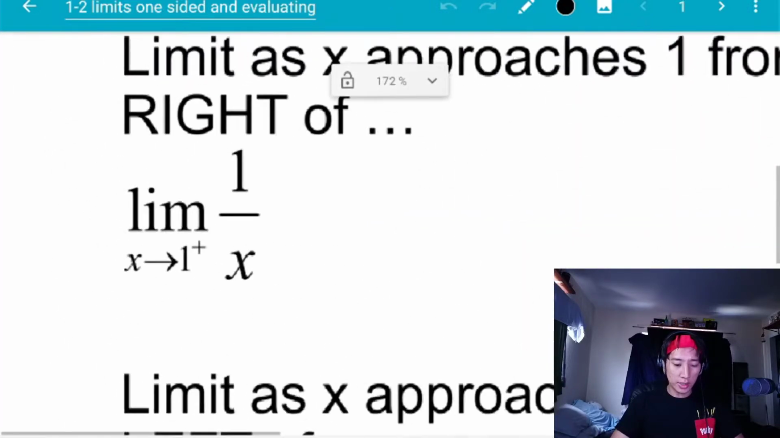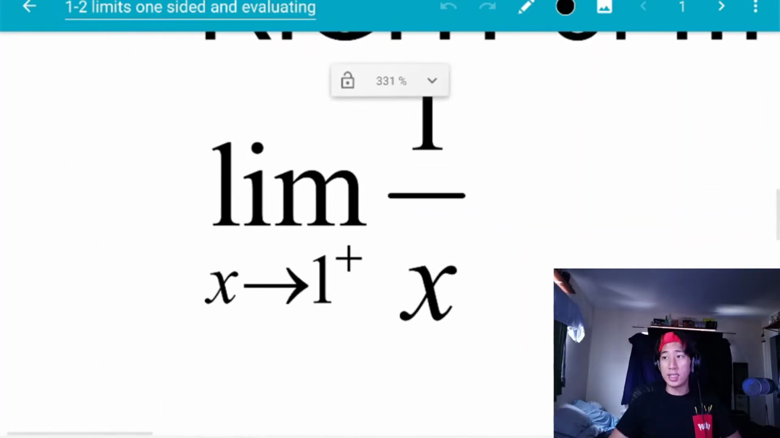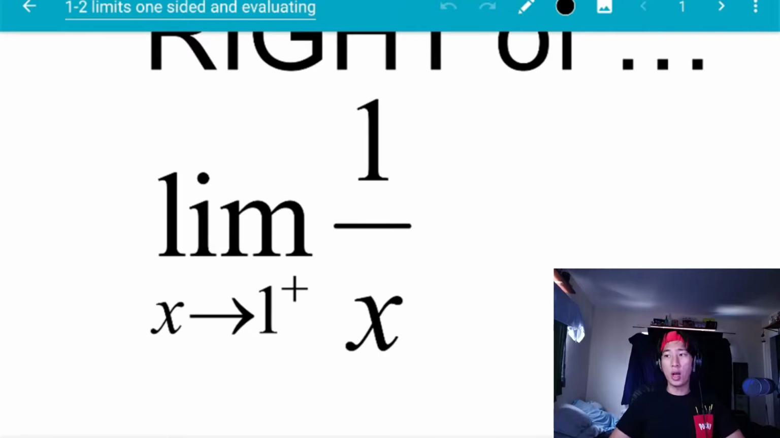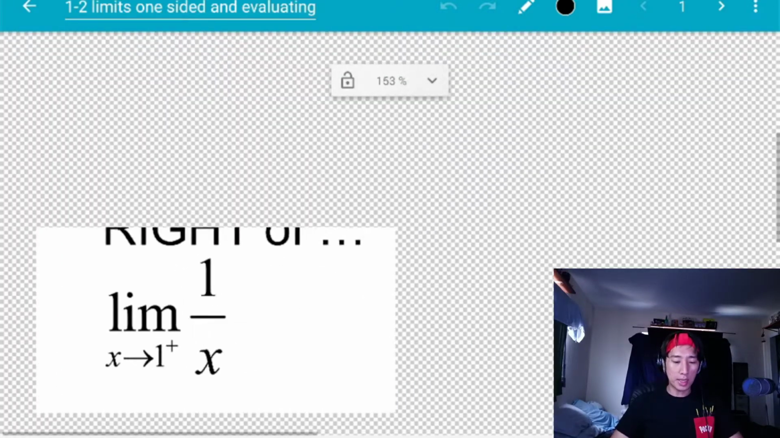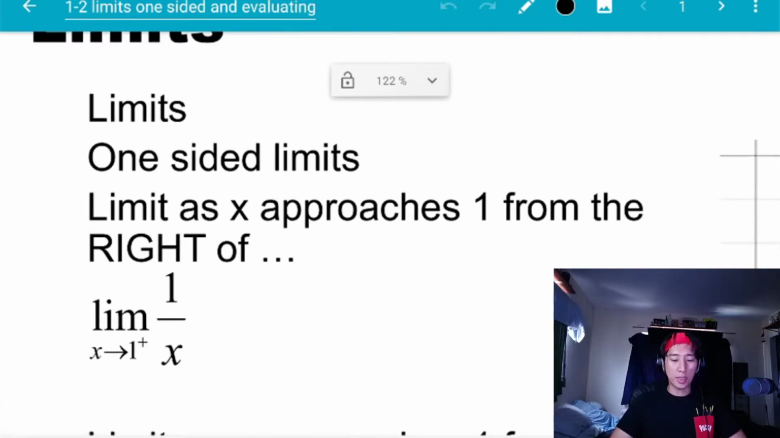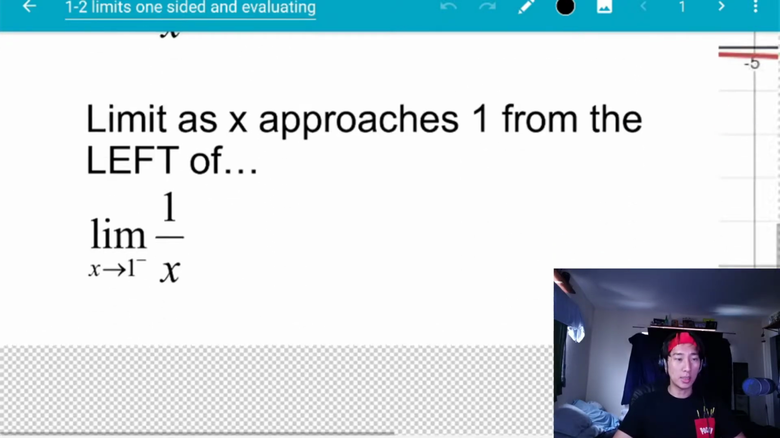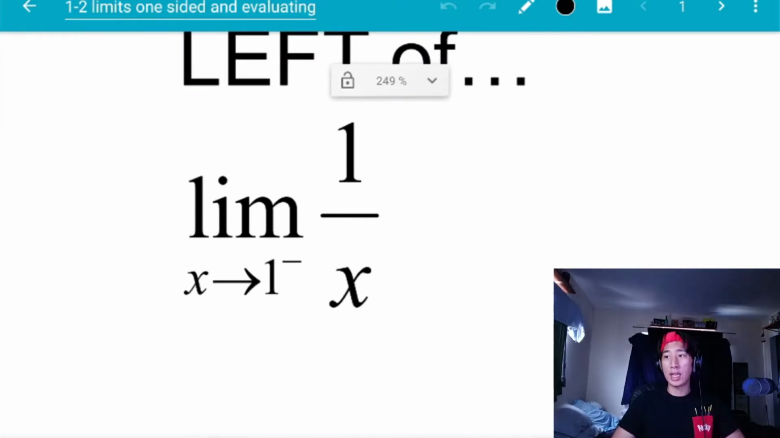So if I'm looking at this over here, this is the limit as x approaches 1 plus of 1 over x. The way we read this is: the limit as x approaches 1 from the right of my function, which is 1 over x. The plus just means from the right, and the minus means from the left. So again, I'll zoom in so you guys can see it. Plus means right, minus means left.